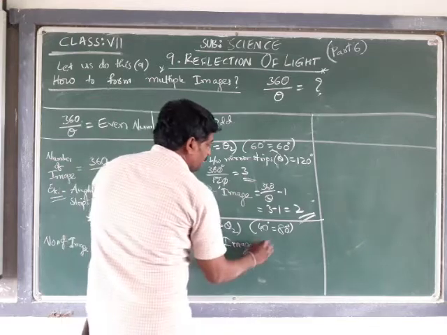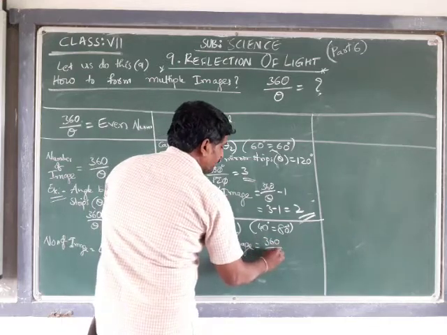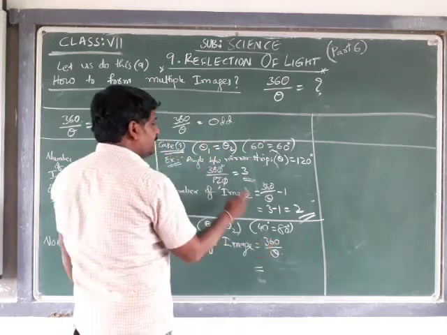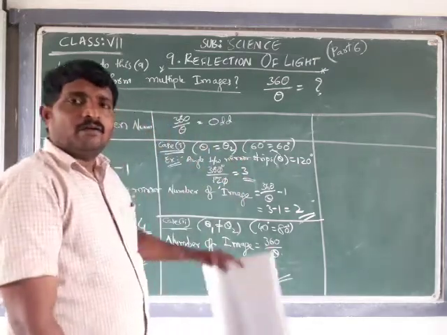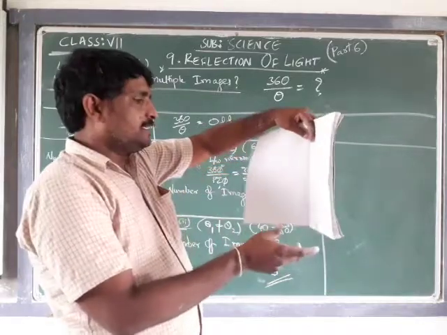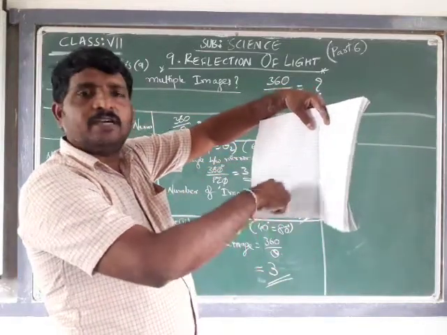The number of images will be 360 by theta itself. In our case, 360 by theta gives 3 images. What does it mean? Try to understand the explanation. Two mirror strips are at 120 degrees.